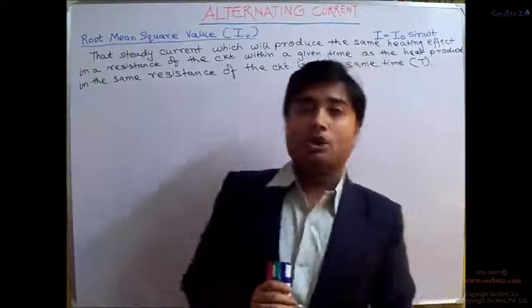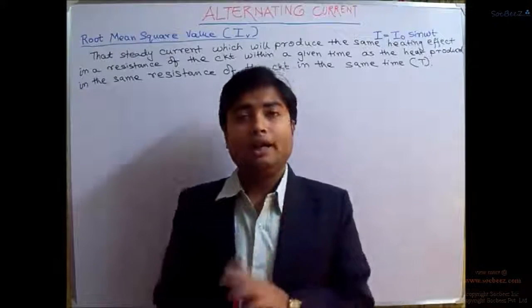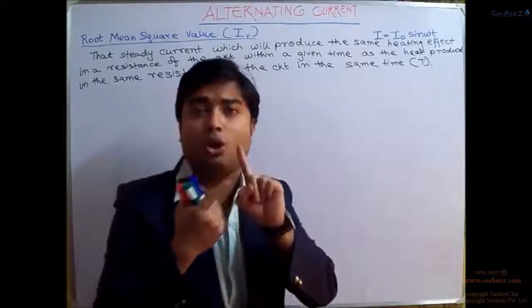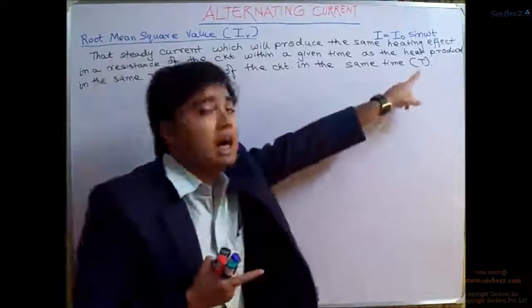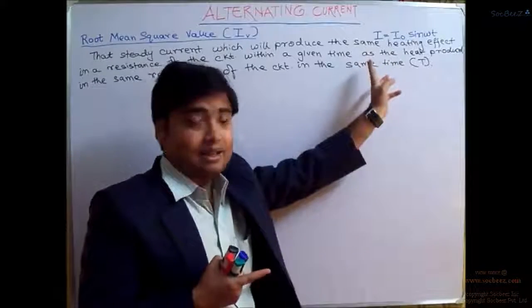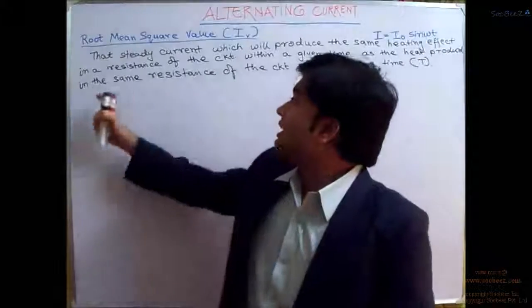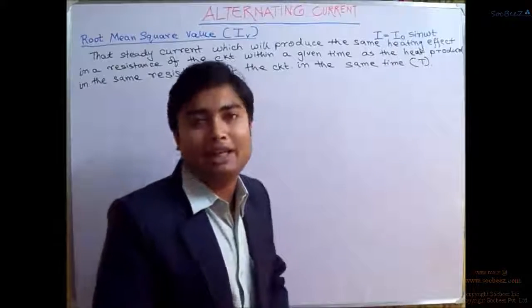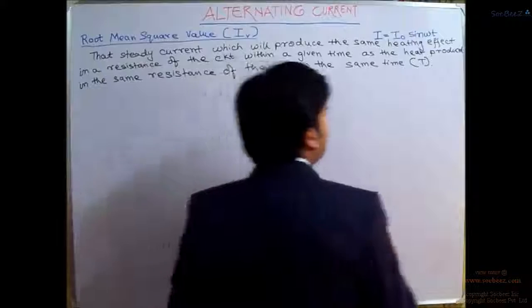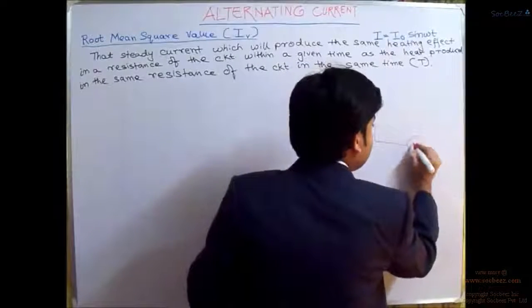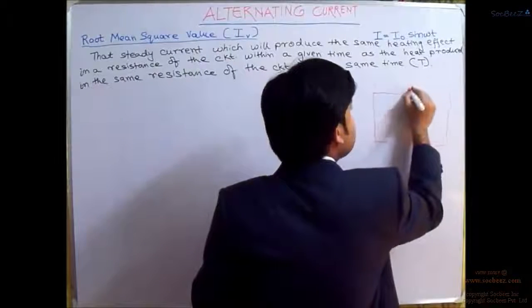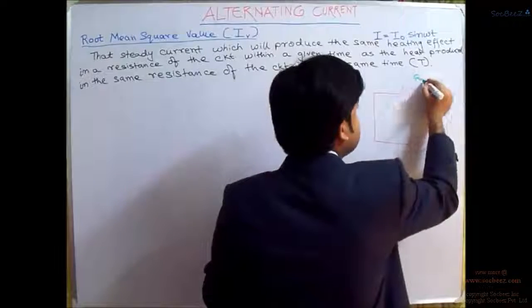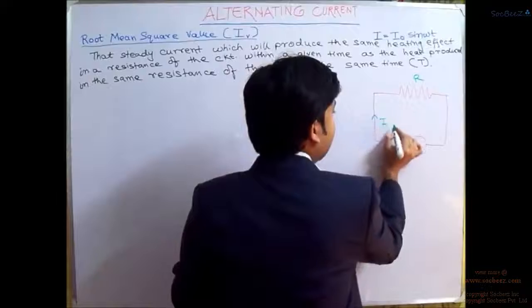The root mean square value, or the virtual current or the effective current, of an alternating current is that steady current which will produce the same heating effect in a given resistance of a circuit within a given interval of time, say capital T, as the same heat produced in the same resistance of the circuit in the same time of capital T. Now, for example, if we take up a circuit of alternating current, say this is the resistance of capital R, and over here the current flowing is I.